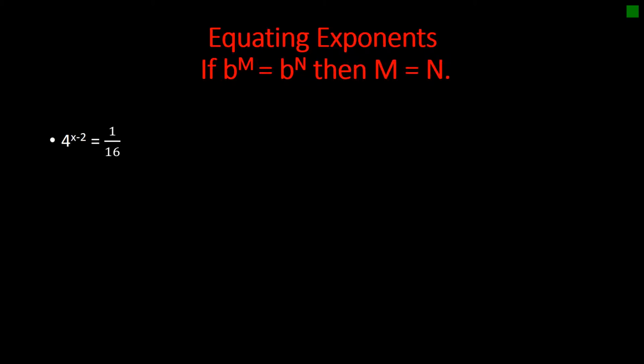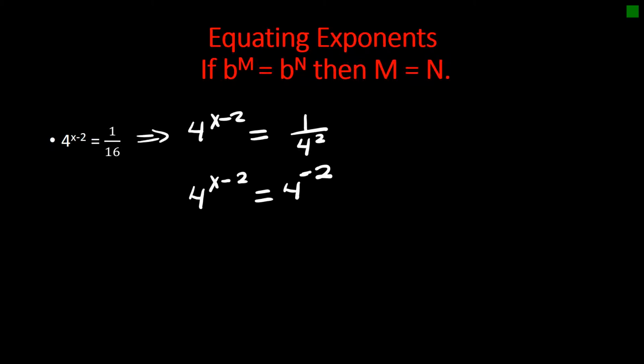Let's look at another one. We have 4 to the x minus 2 equals 1 over 16. Well, we know 16 is 4 squared. And we can rewrite 1 over 4 squared as 4 to the negative second power. So x minus 2 equals negative 2. If I add 2 to both sides, I get x equals 0.